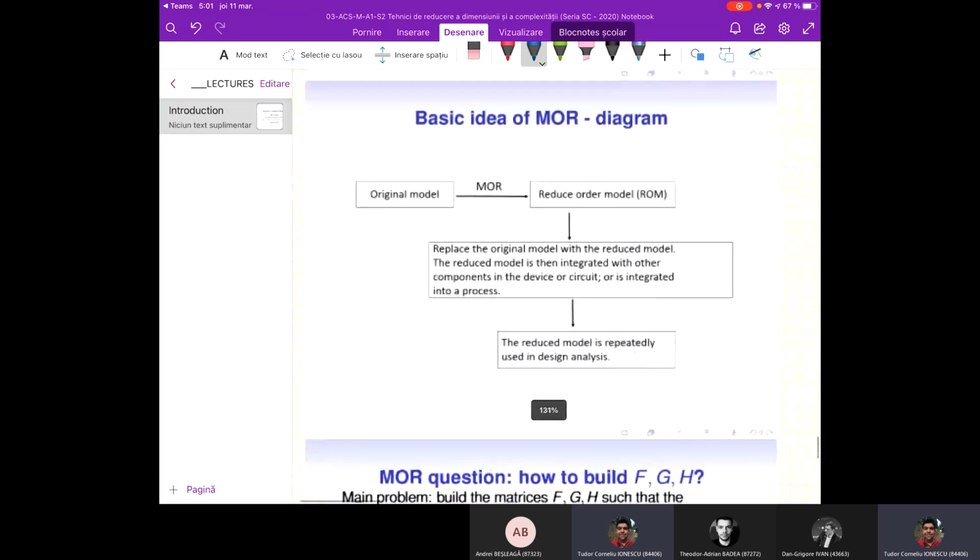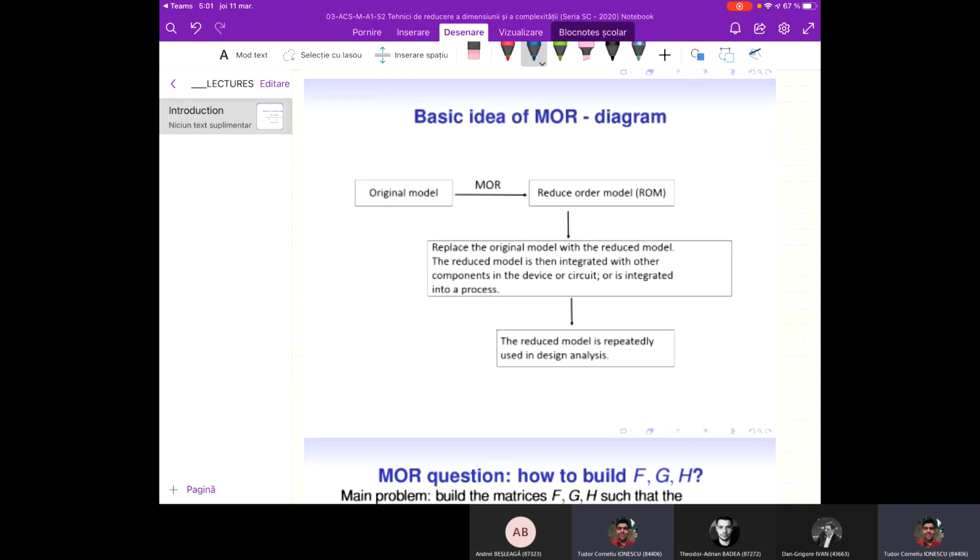And here, for the basic idea of model order reduction, we present a diagram of how the procedure goes. This is a diagram about how things have to be done to get to the bottom of designing F, G, and H as the approximations of A, B, and C. We've got an original model. So you get the A, B, and C from some modeling.